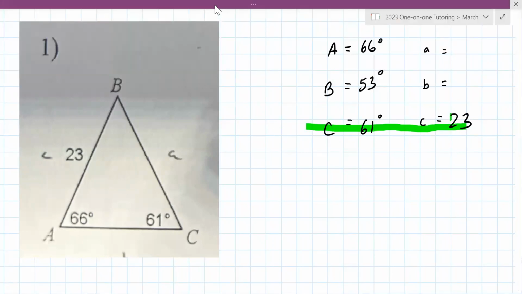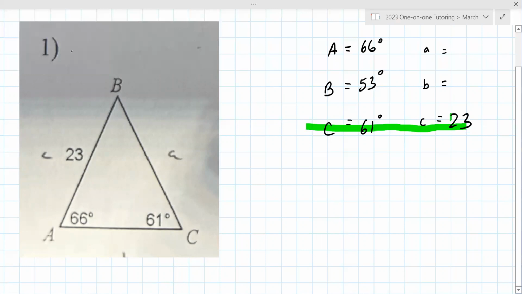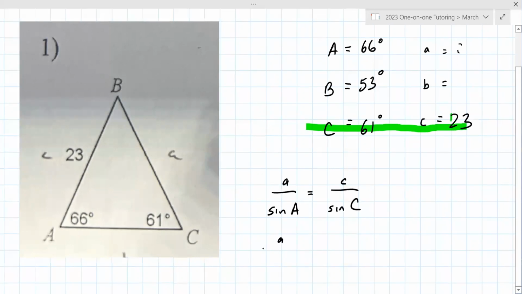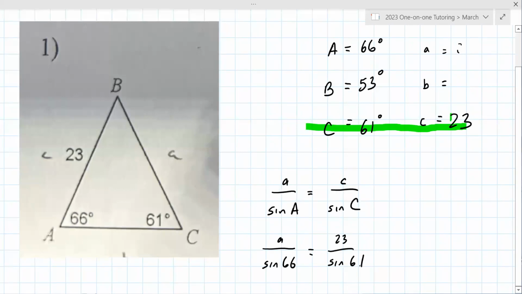All right, so we can actually find either A or B. Let's just find A here. So you might write it this way. You always write the thing that you're trying to find, A, over, in this case, sine big A. And then what do we know? We know little c and sine big C. Okay, like that. And then you fill in the numbers that you know. You know that it's A over sine 66 equals c, 23, over sine 61, like that. Is it clear how I substituted those numbers into the formula? Yeah. Awesome. Okay.